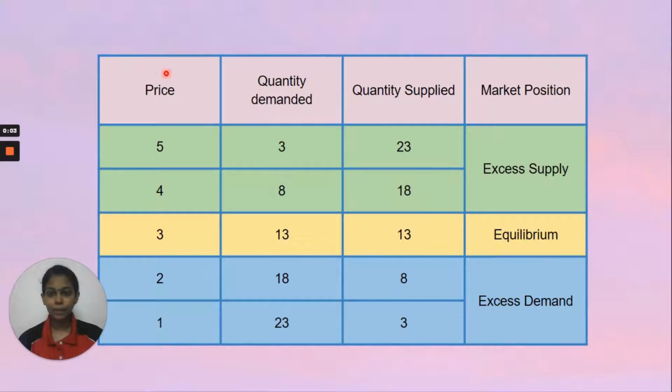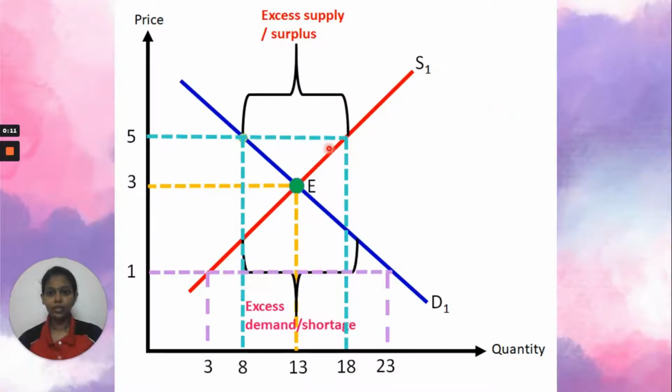This is the table for price, quantity demanded, quantity supplied and market position. Now let's see the graph for this table. This market achieved equilibrium at the quantity 13 and the price is 3. So the equilibrium price is 3 and the equilibrium quantity is 13.